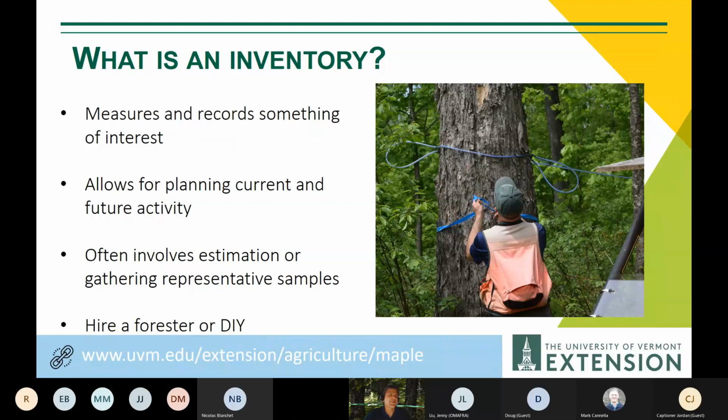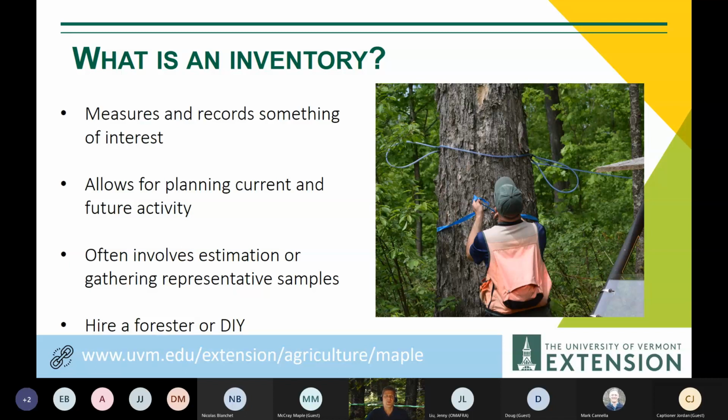Like all good presentations, we have to start with a little bit of background or introduction. And so the question is, what is an inventory? This is not unique to forestry, but in the context of this presentation, it's a way of measuring and recording something of interest. We're talking about taps primarily, although we'll be talking about maple trees in general, but you could easily have an inventory of all the wetlands on your property, or an inventory of all the interesting archaeological sites in and around your area. You could have an inventory of all the culverts. It's just a systematic way of measuring something of interest.